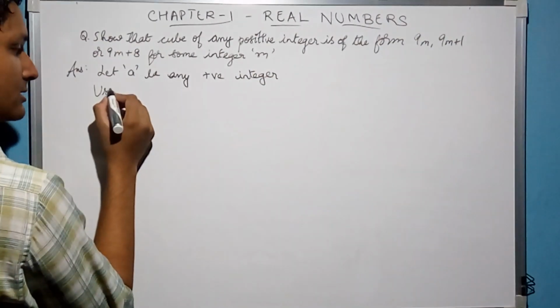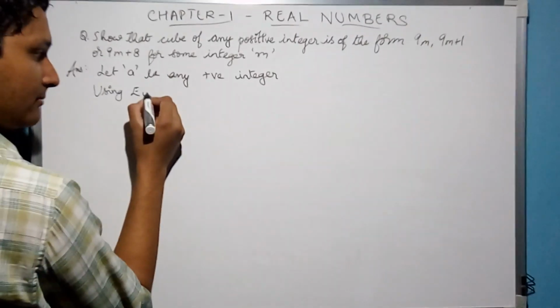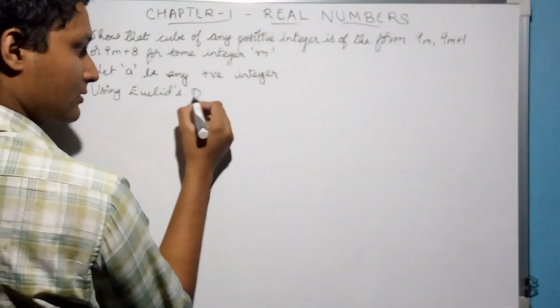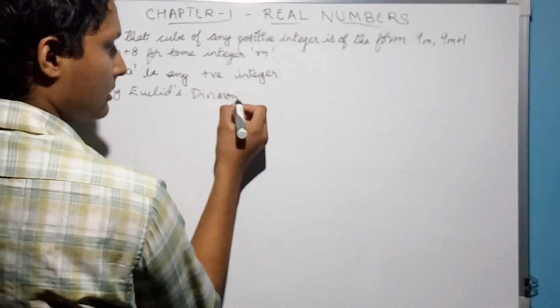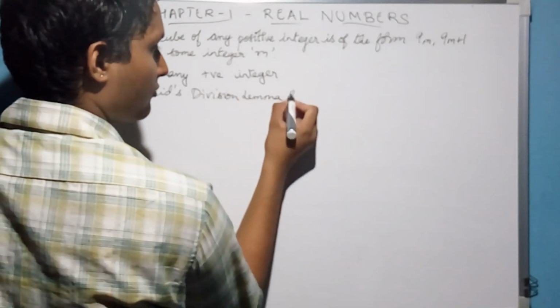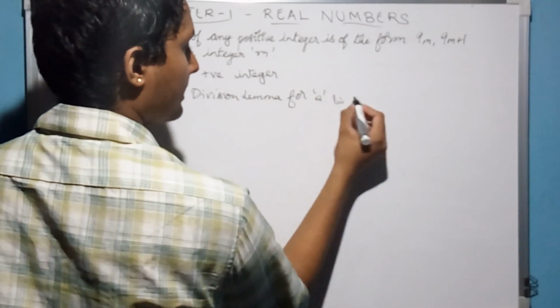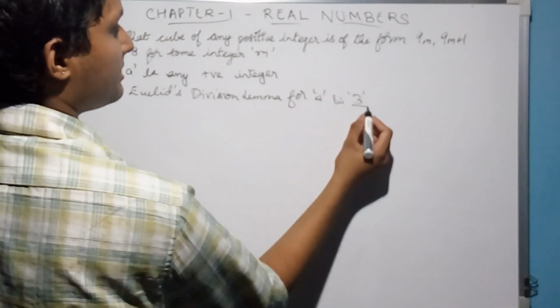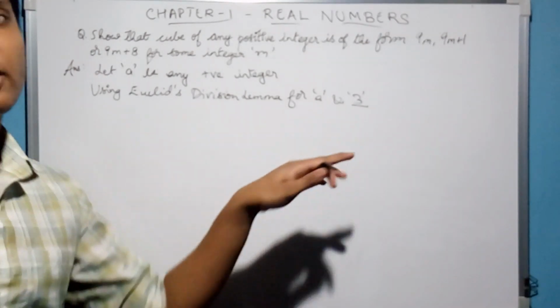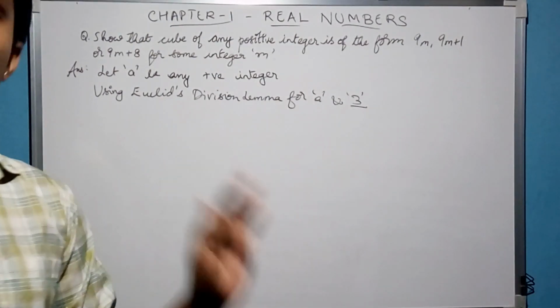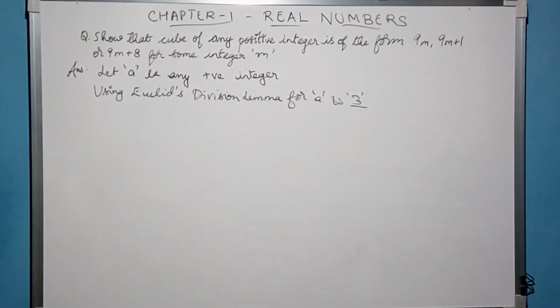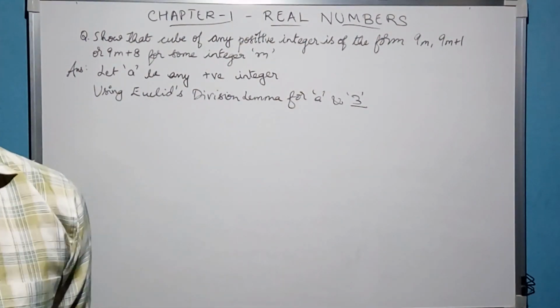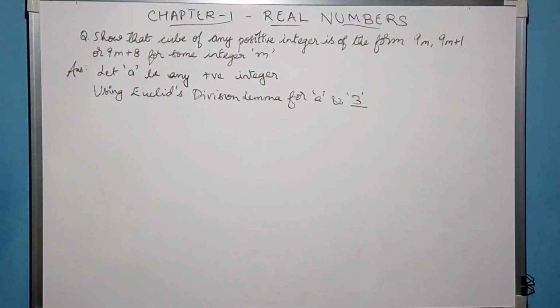Then we need to use Euclid's division lemma for a and 3. So this is a shorter one. Instead of using 9 here, you'll get 9 cases. If you use 3, you'll get only 3 cases, and each one will be one of those cases. So if you use 9 as given in the textbook solutions, you are going to get 9 different cases, but the answer is going to be the same. So it is better to use a shorter option.